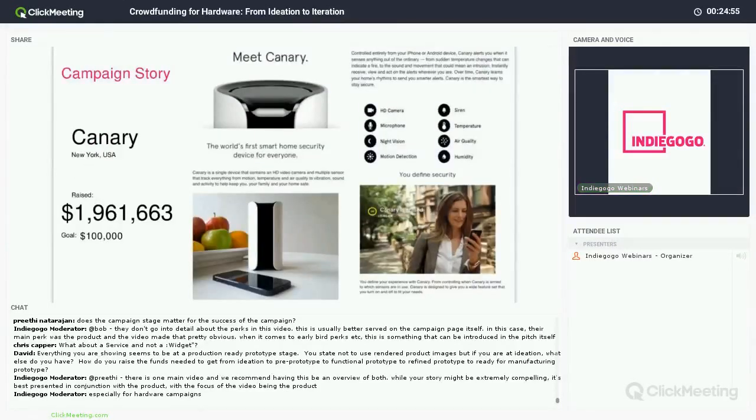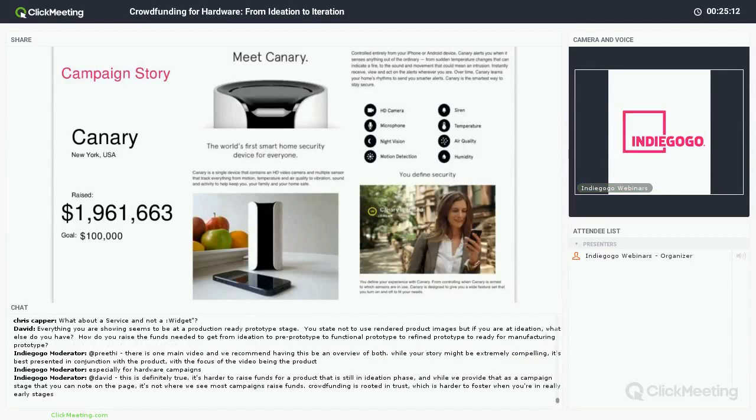And so this is an example. This is a Canary campaign that did very well, raising $1.9 million. If you look at the middle and right columns, these are screenshots of their campaign page taken from the top through the middle. Meet Canary was at the very top, and directly underneath was a close-up image of the product, and the very simple line they wrote was: the world's first smart home security device for everyone. It's extremely clear and to the point. You know exactly what this product does immediately.